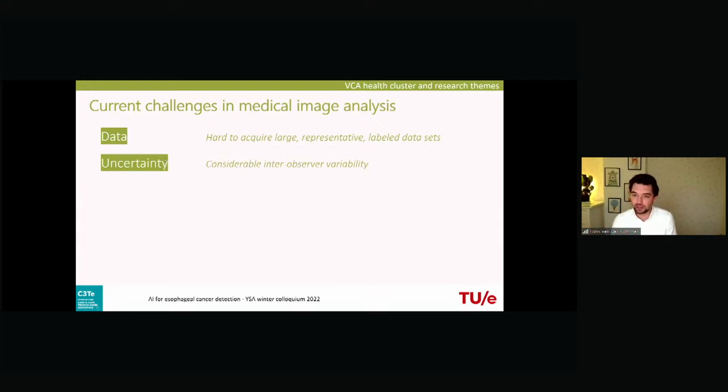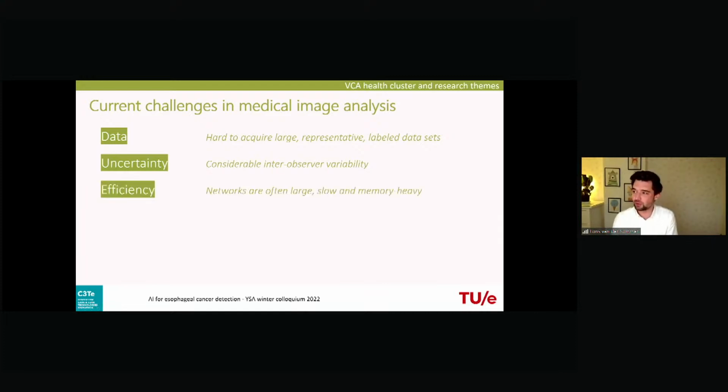Then uncertainty, I think, is a very important topic that we like to work on, because if you ask a couple of doctors to annotate a single image, they can come up with different answers, right? There's a huge inter-observer variability in medical imaging. In contrast to my colleagues working on automotive, if they want to annotate a car, you get the same answer from 10 different people. But in, for instance, annotating cancer in a radiology image, there can be much more uncertainty.